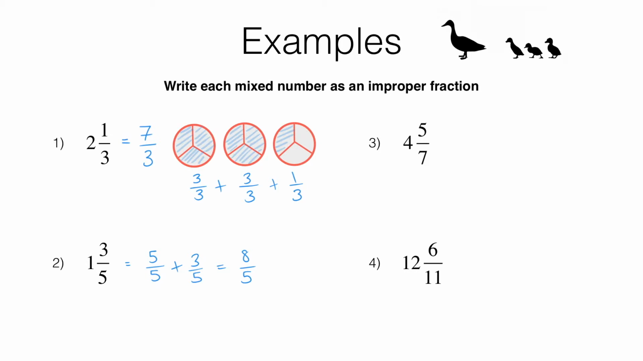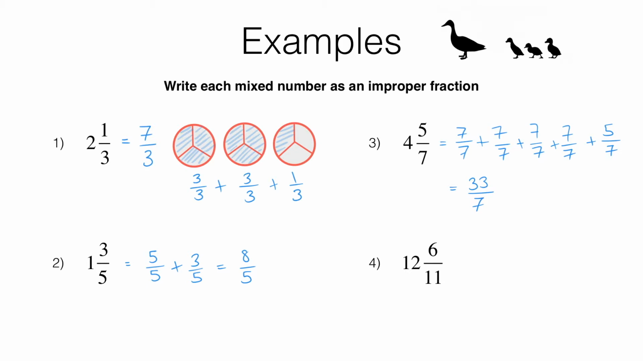In question 3, we have 4 and 5/7. So there are 4 wholes, and each whole is 7/7. So this is going to be 7/7 plus 7/7 plus 7/7 plus another 7/7. That's the 4 wholes. And then we've still got to add on the 5/7. So we'll add that on. And if we've got 7/7 and another 7 and another 7 and another 7, that's 28/7 so far, plus another 5 more, that makes 33/7.